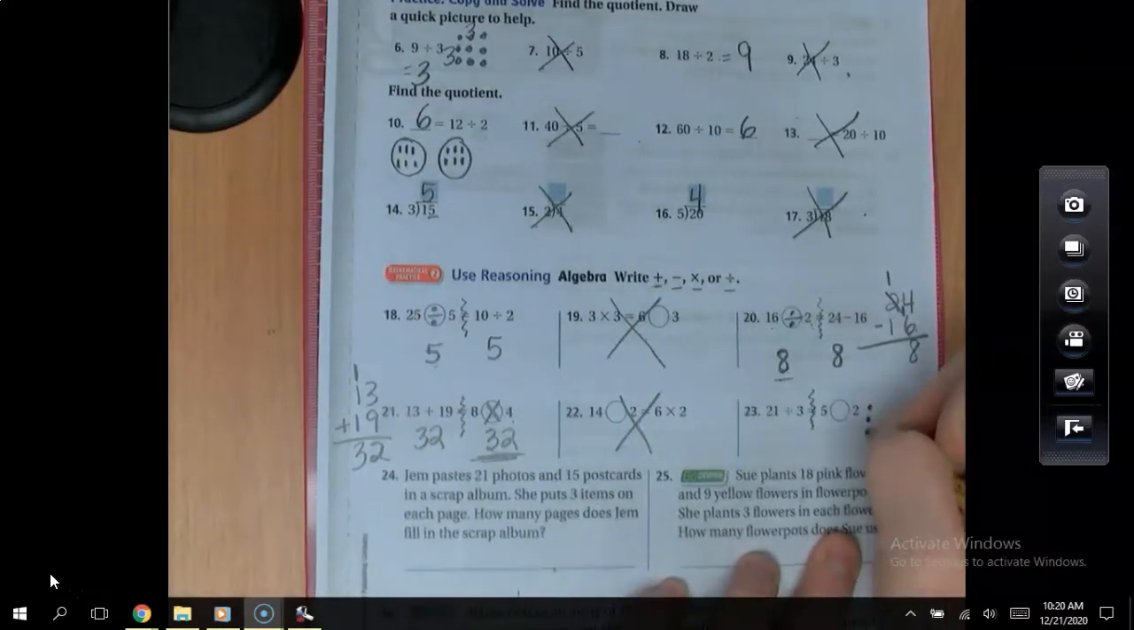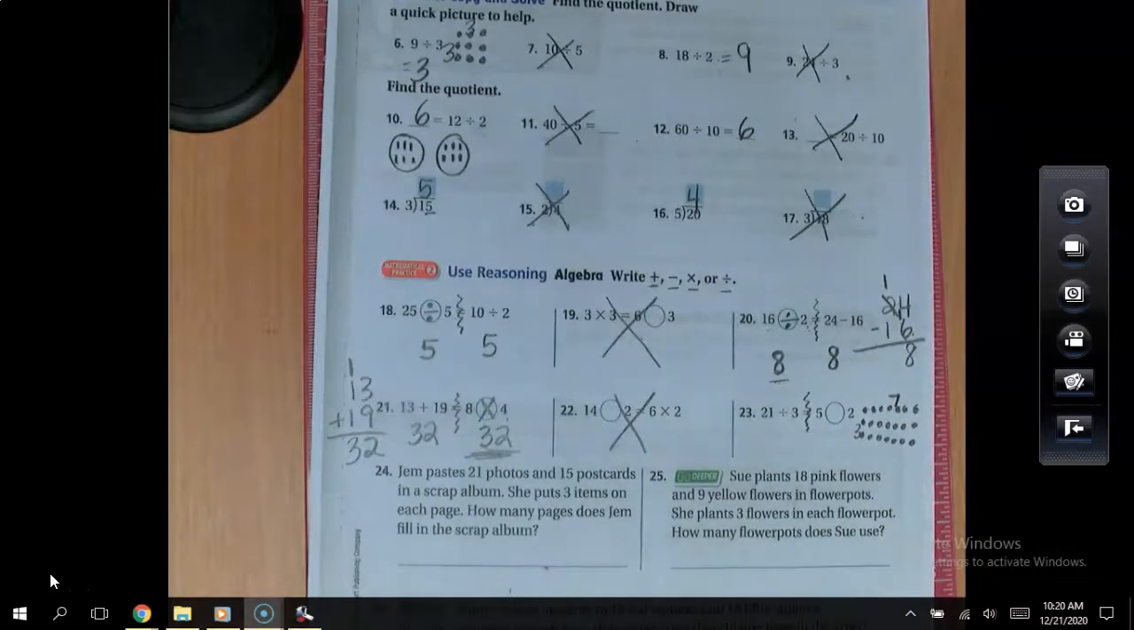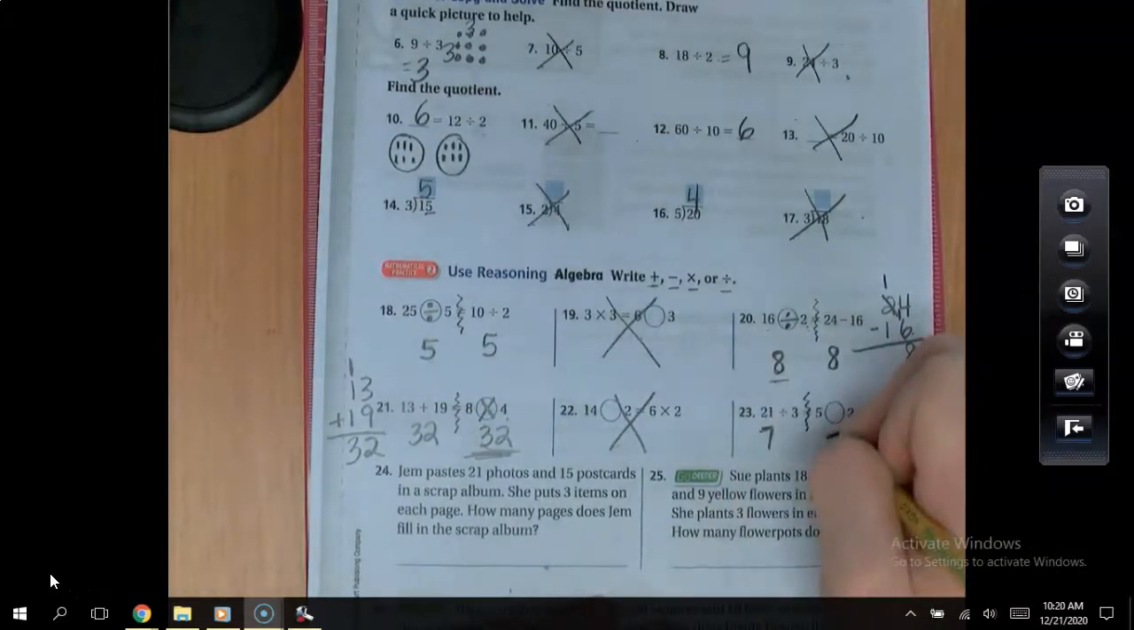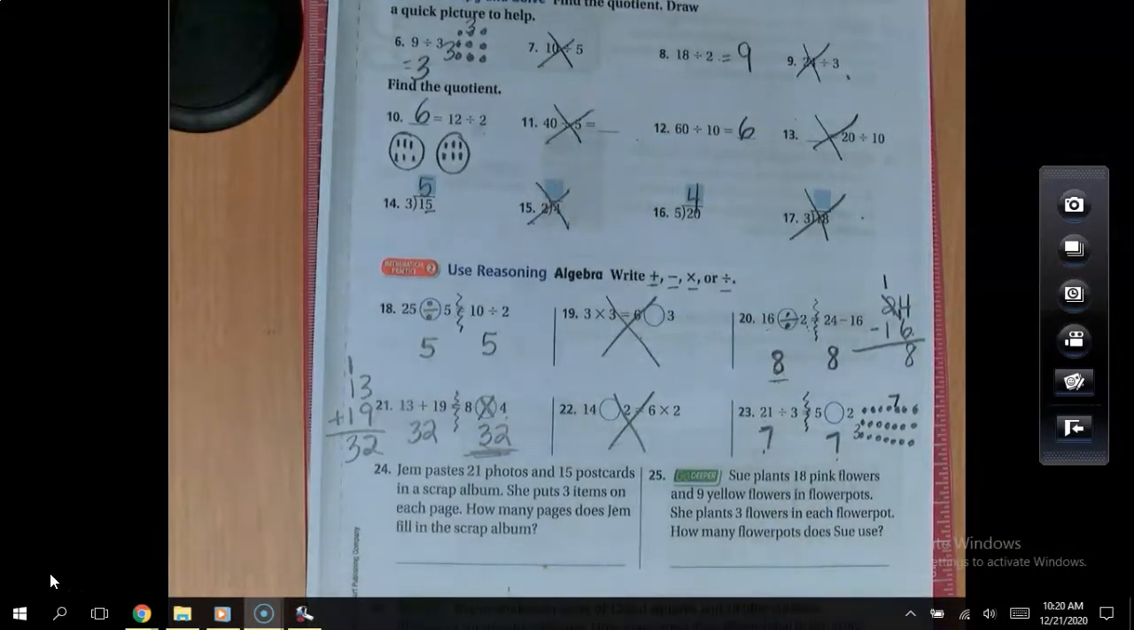1, 2, 3, 4, 5, 6, 7, 8, 9, 10, 11, 12, 13, 14, 15, 16, 17, 18, 19, 20, 21. Okay, here's my picture. 3 down and 1, 2, 3, 4, 5, 6, 7. So 21 divided by 3 equals 7. So I need to get 7 on both sides. I already have 7 here. I need to get 7 here.